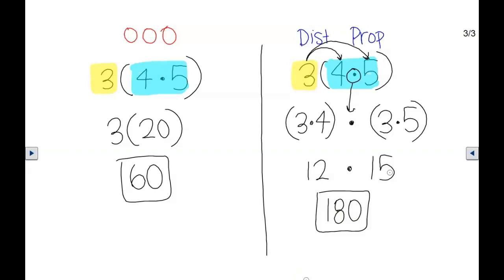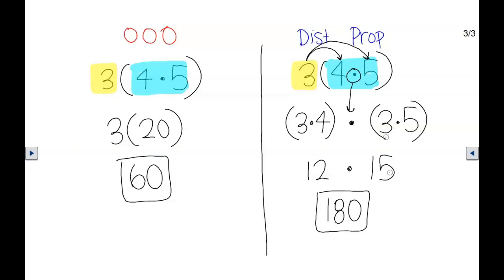So I want to point out that when there is multiplication inside of your parentheses, the distributive property will not work. So never try to use distributive when your group is a multiplication problem.